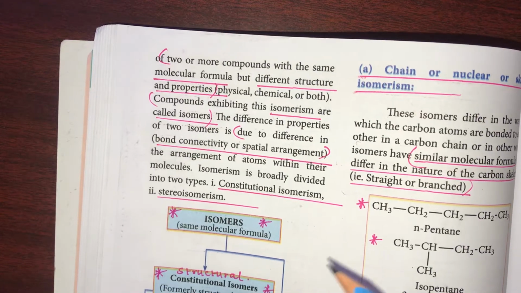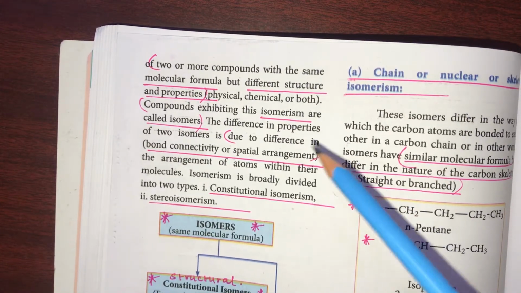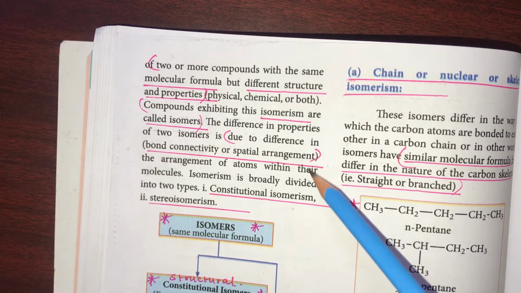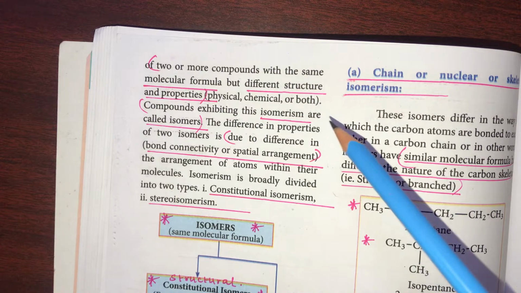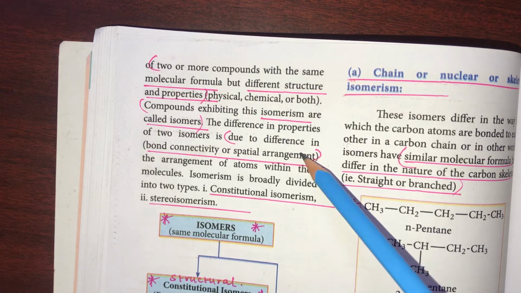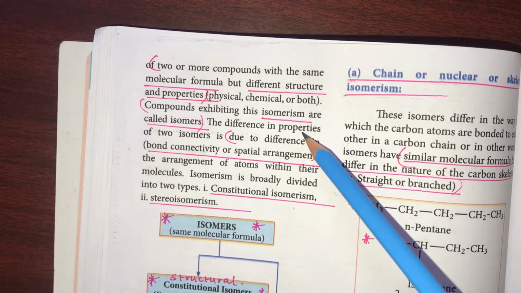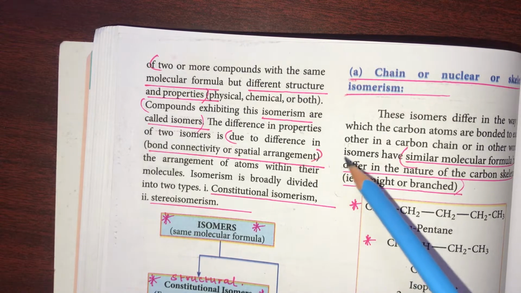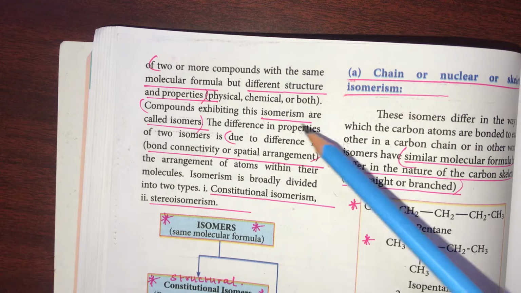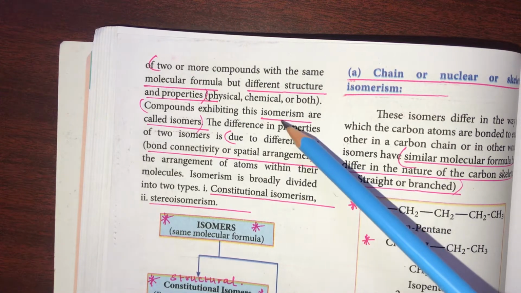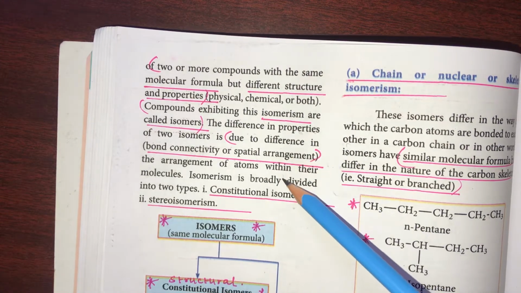Isomerism and isomers. Two or more compounds with the same molecular formula but different structure and properties. Properties include both physical and chemical, or both. Compounds exhibiting this phenomenon, the same molecular formula but different structure and properties, are said to show isomerism. The compounds which exhibit this property are called isomers.